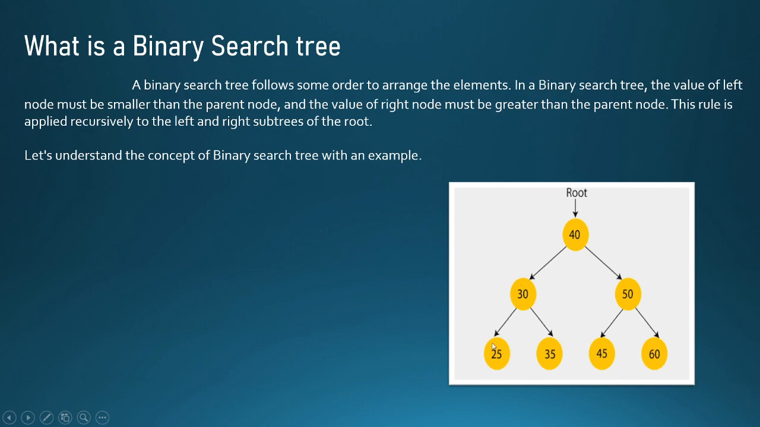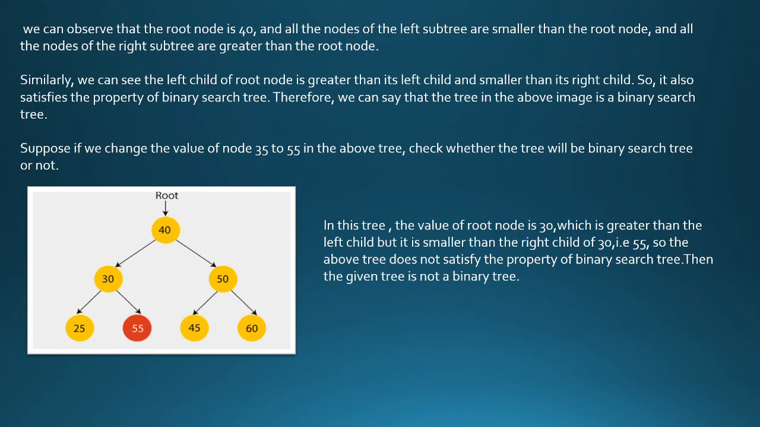This is an example of the binary search tree. Let us understand the concept of binary search tree with a better example. In the previous picture, we observed that the root node is 40 and all the nodes of the left subtree are smaller than the root node and all the nodes of the right subtree are greater than the root node. Similarly, the left child of the root node is greater than its left child and smaller than its right child, so it also satisfies the property of the binary search tree. Therefore, the tree in the previous image is a binary search tree.